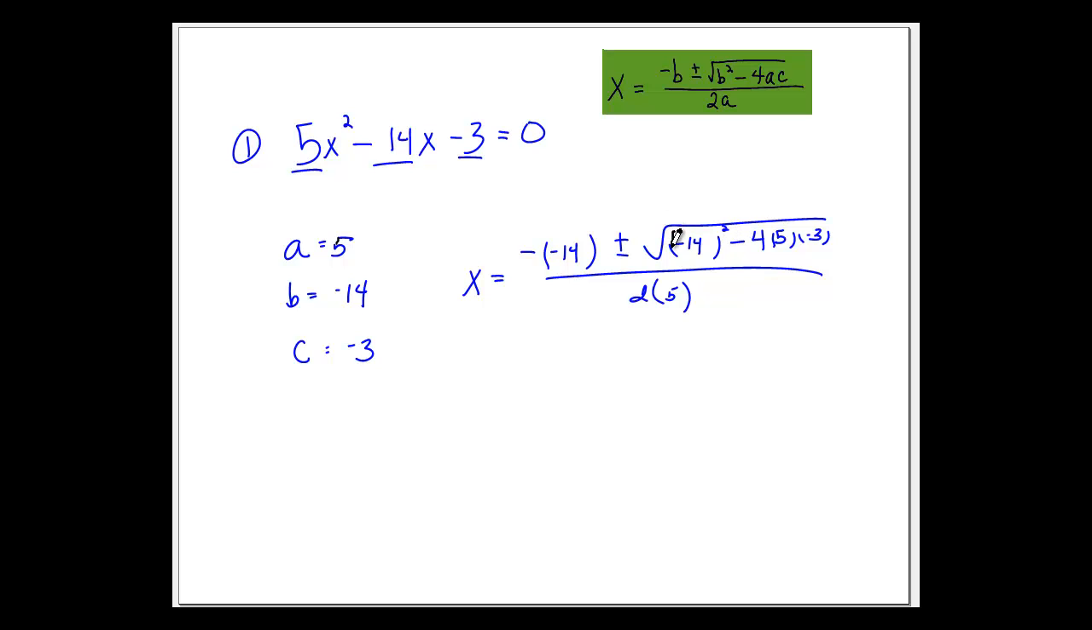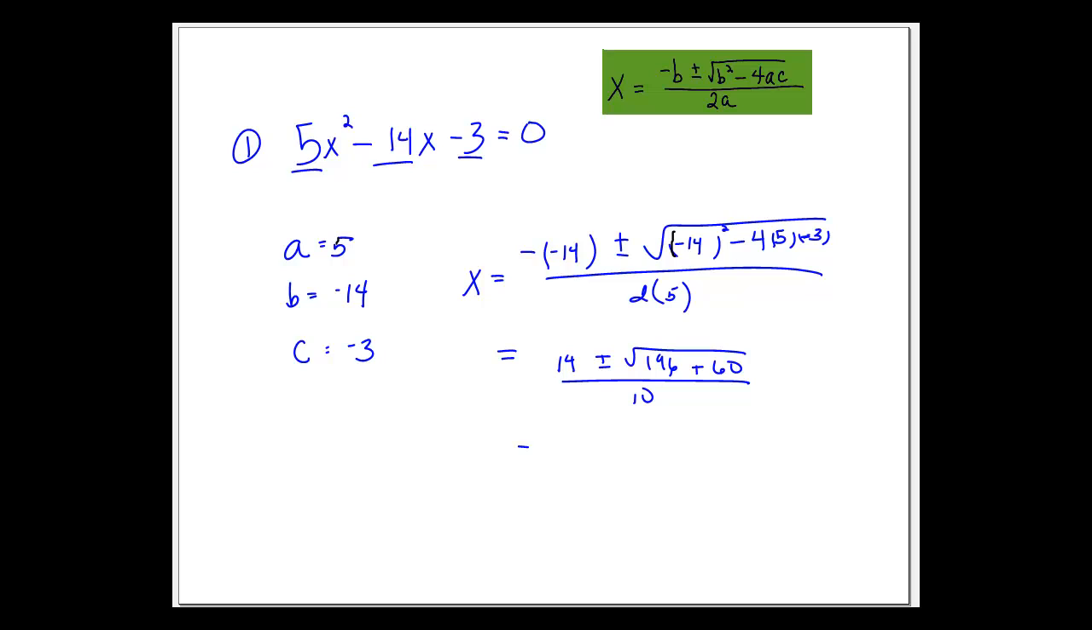Once you have all the numbers in the formula, you use order of operations to break it down. So we're going to get rid of all of our parentheses and our exponents. Minus the negative, we know that becomes a positive 14, plus or minus. Negative 14 squared becomes a positive 196. And then multiplying here, this is all multiplication. I always say count your negatives. I see 2 negatives there, which tells me I'm going to have a plus, and then I just multiply the numbers. 4 times 5 is 20, times 3 is 60. All over 2 times 5, which is 10.